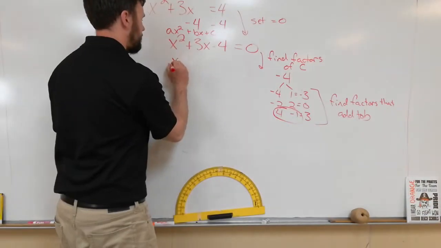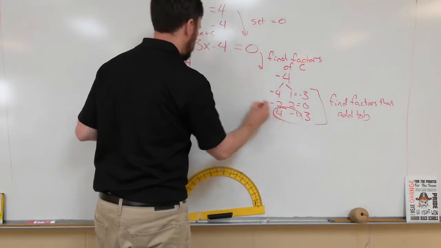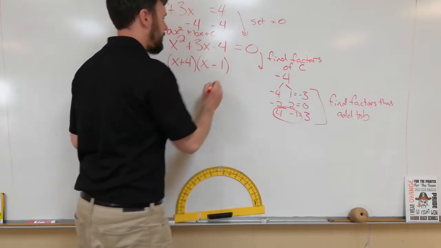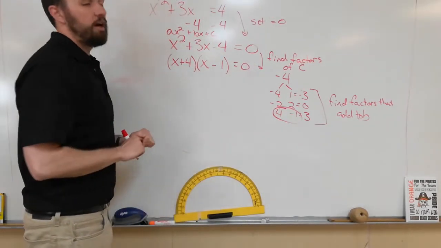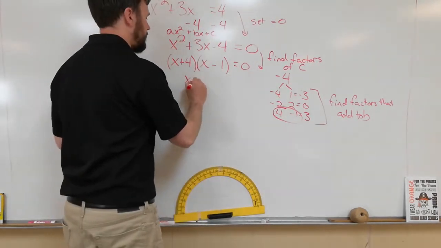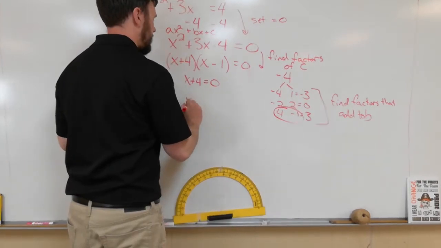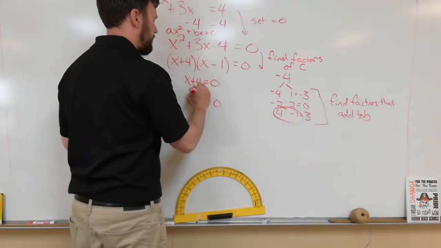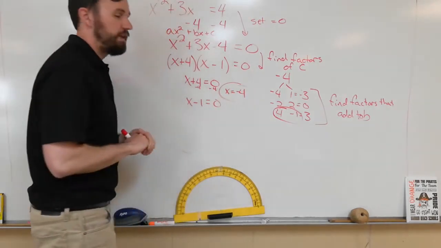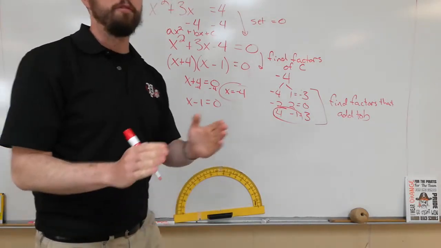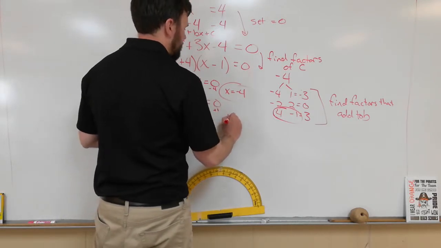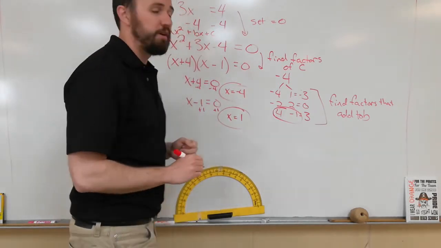So I'm going to do x plus 4 from right here times x minus 1 from right here, and that equals 0. Now if I'm looking to solve it, I set each piece equal to 0. So I set x plus 4 equals 0, and x minus 1 equals 0. So I subtract 4 over, so I get x equals negative 4. If you get good at these, you don't actually have to set each part equal to 0. If you aren't good at these, please do it. I'm going to add 1 to both sides to get x equals 1. Now I have two answers. There we go. That's all there is to it.